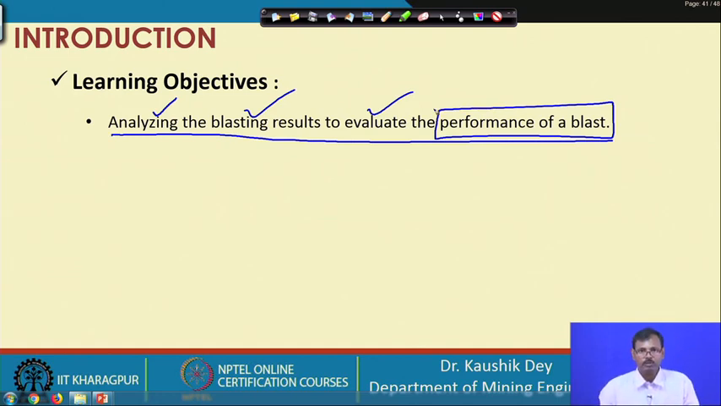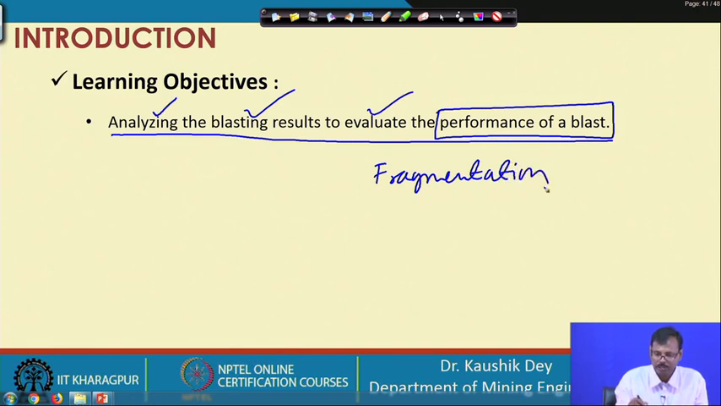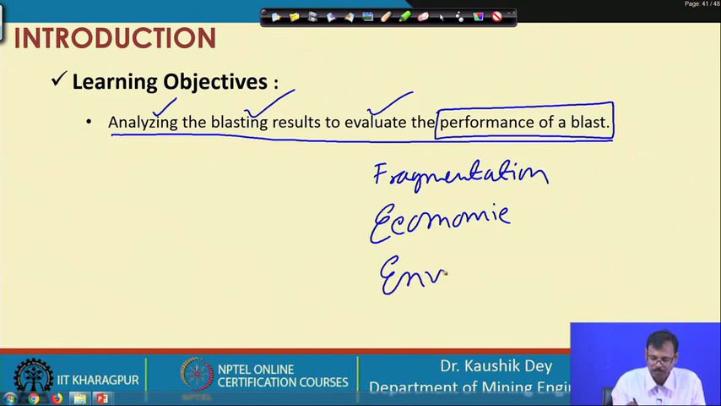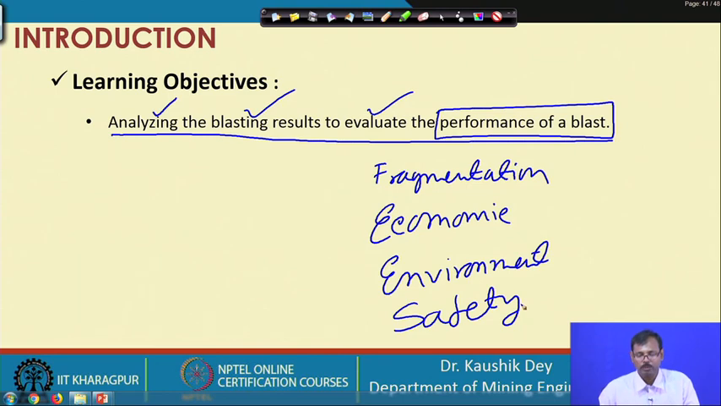And as we have discussed, what are the objectives? Our objectives are fragmentation, our objectives are an economic blast, our objective is also to reduce the ill effects to the environment, and to achieve the desired safety in the total blasting process.